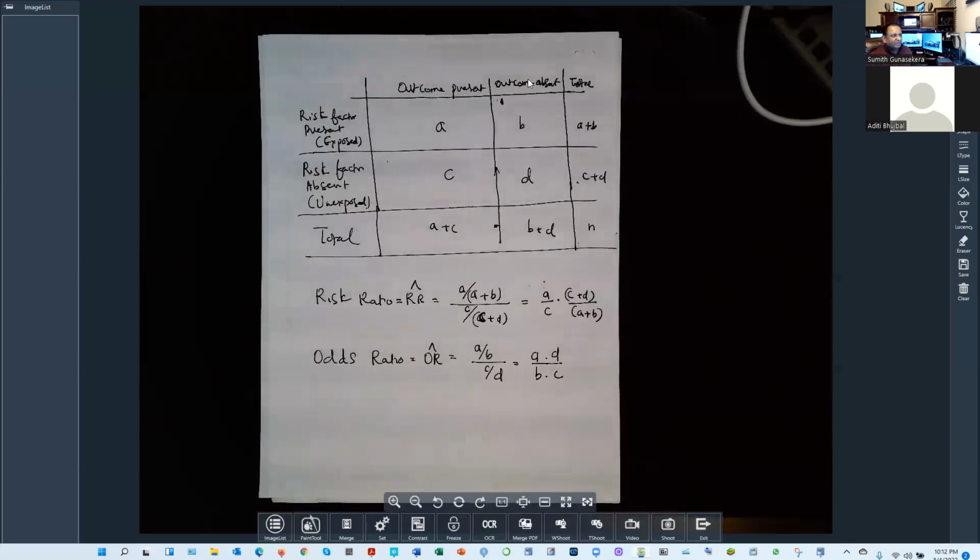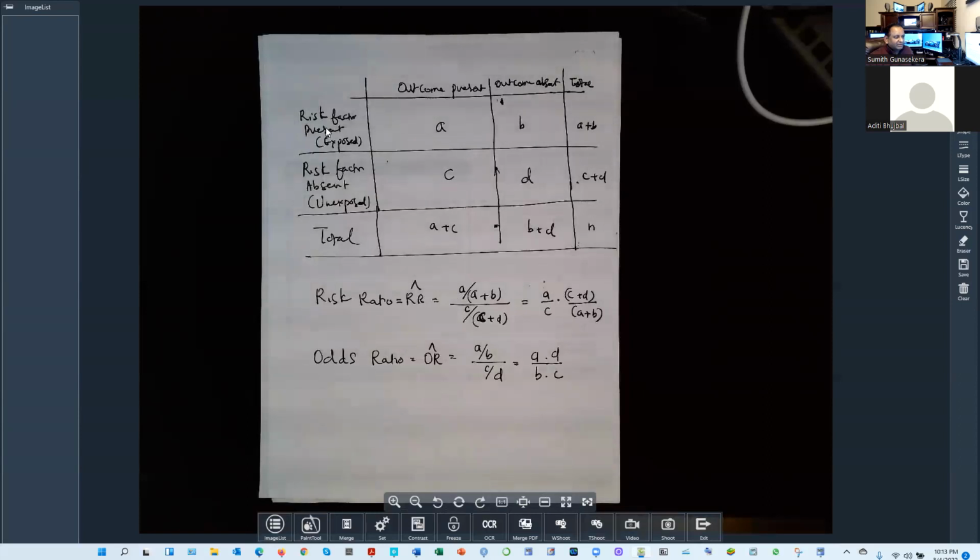But in the other table, you have present here, absent here, but stick to this one and build up what you really want to build up. So anyhow, outcome present: A, B, A plus B, C, D, C plus D. Risk ratio, you know risk ratio: A divided by A plus B, A divided by its marginal total, divided by C divided by that one.